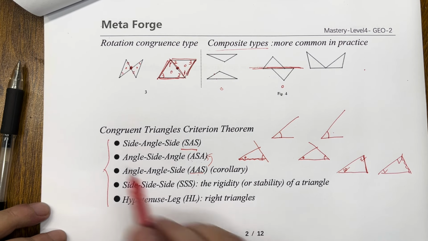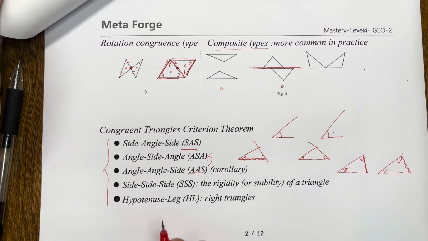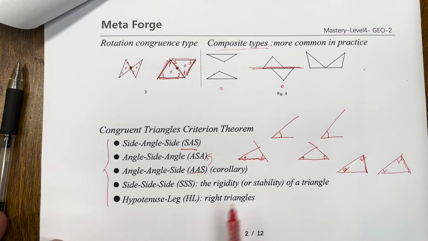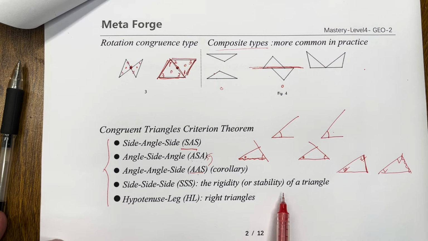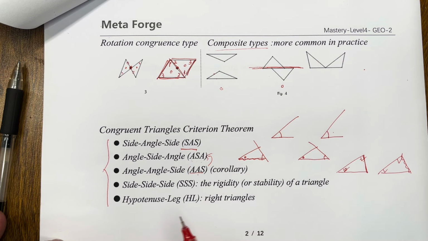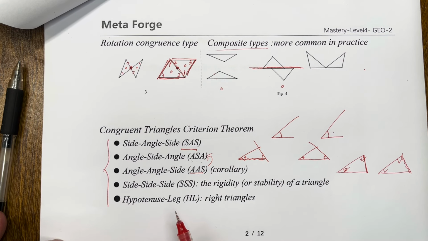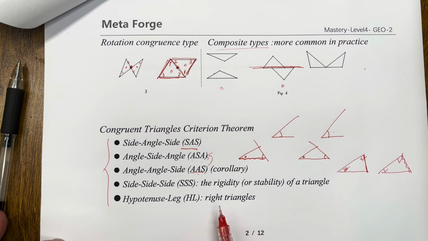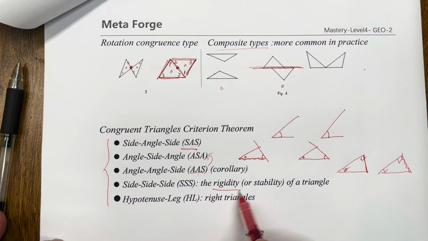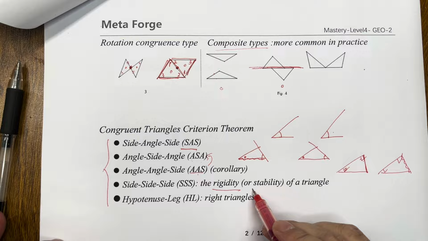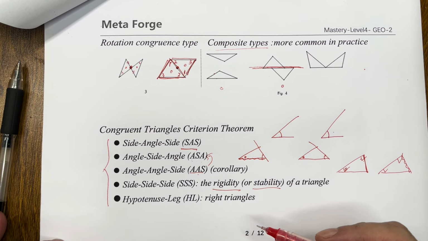SSS: all 3 sides are equal correspondingly. Okay? This means three sides uniquely determine the shape and size of a triangle. This property is called rigidity. Rigidity, sometimes called stability of a triangle.